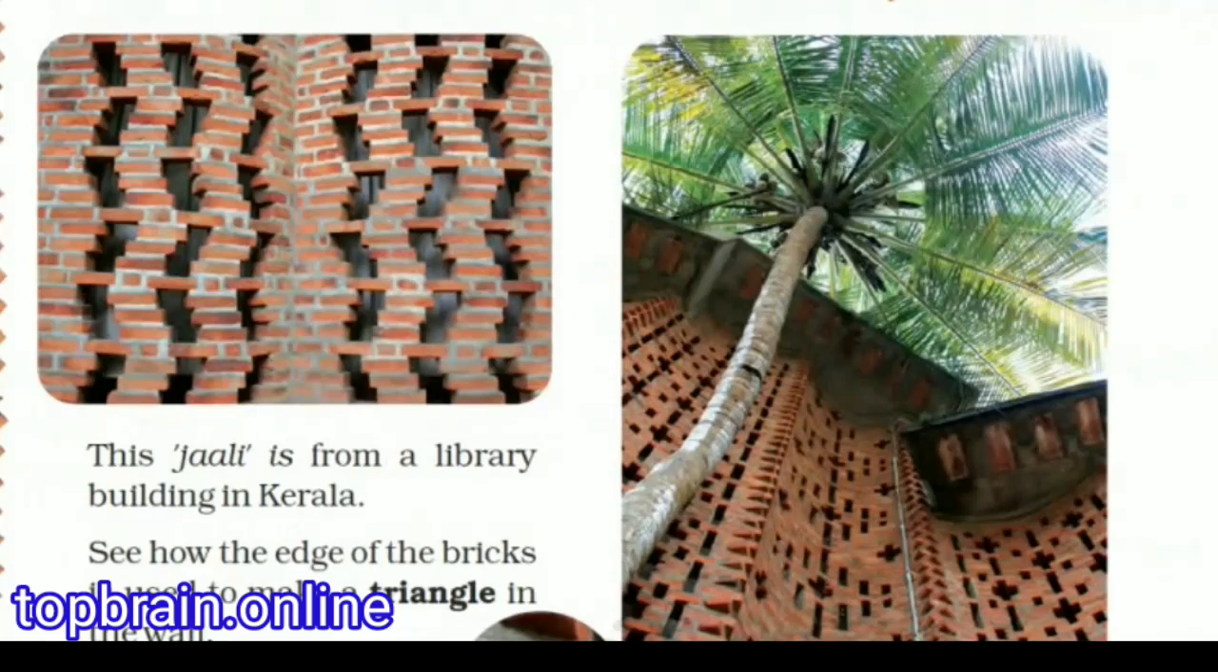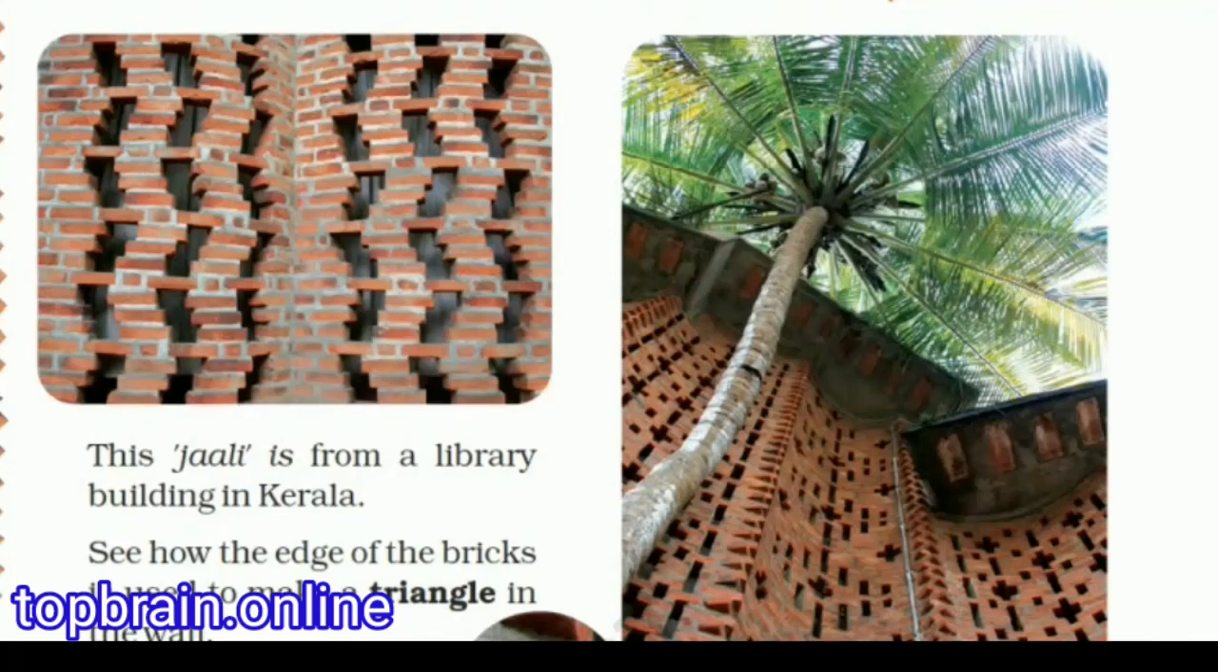Now observe this figure and observe the pattern of bricks in a wall. This is a wall of a library in Kerala state. Find the Kerala state in the map of India. So the gap formed due to the arrangement of bricks forms a beautiful window, and these small windows give a look of jali. So this is a very beautiful jali pattern made in the wall.